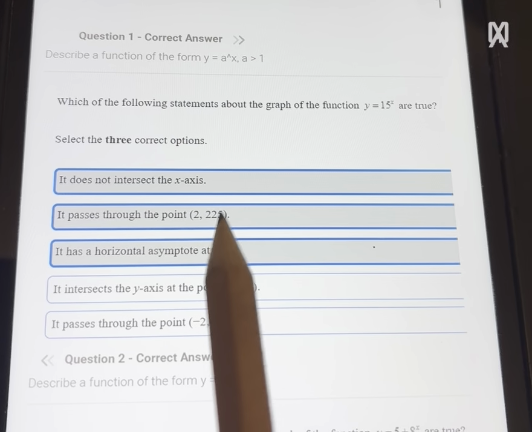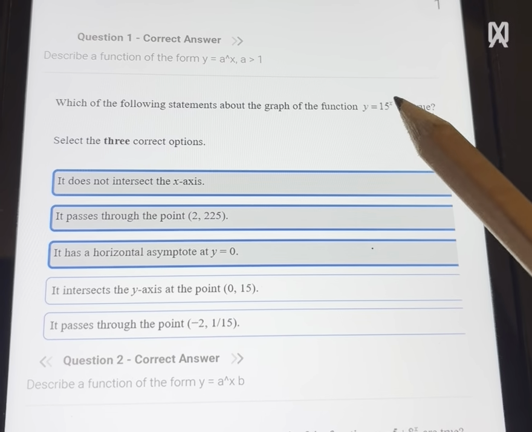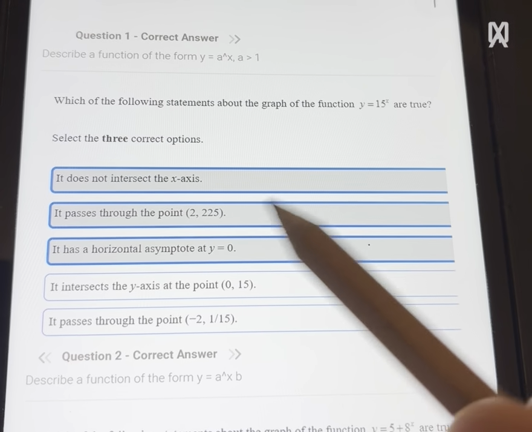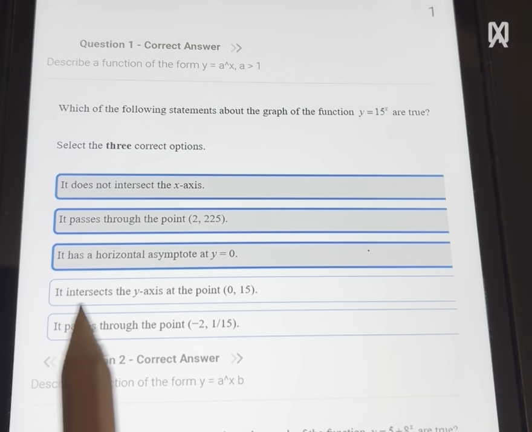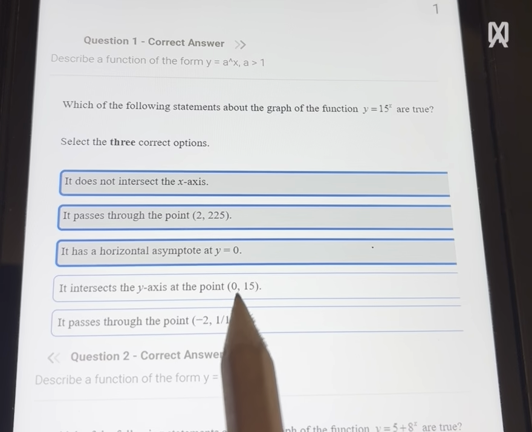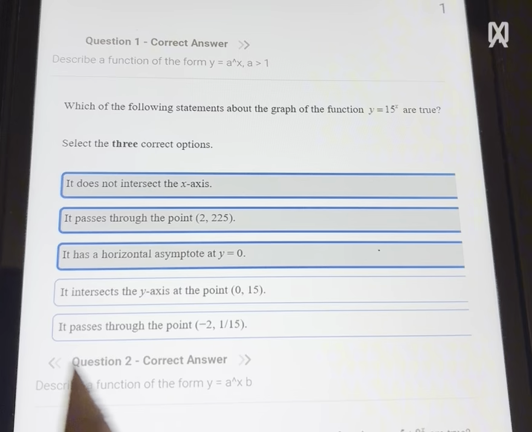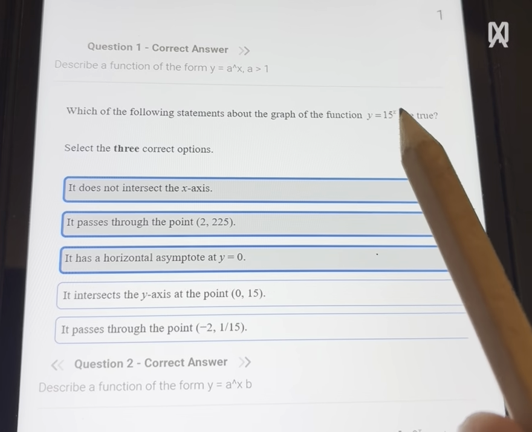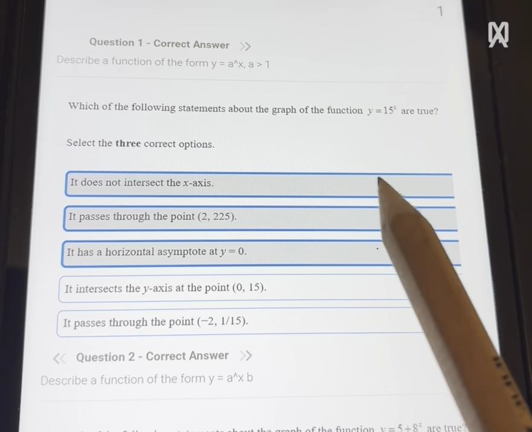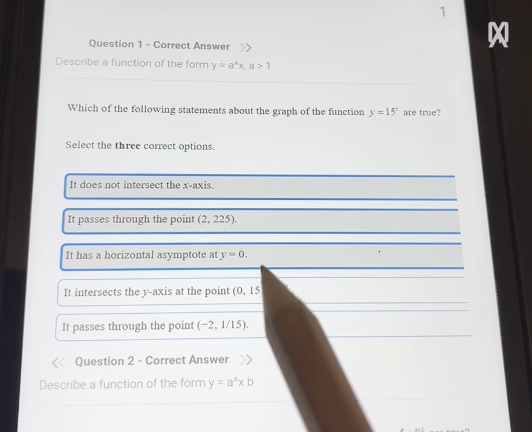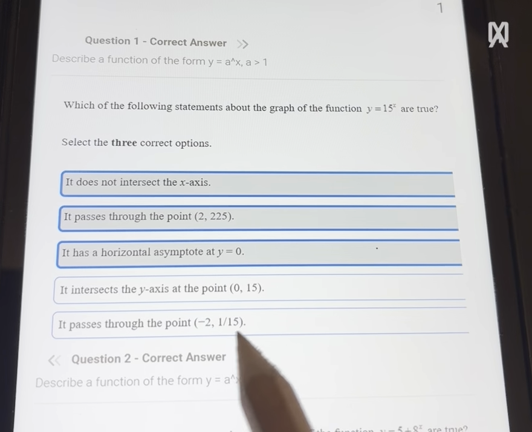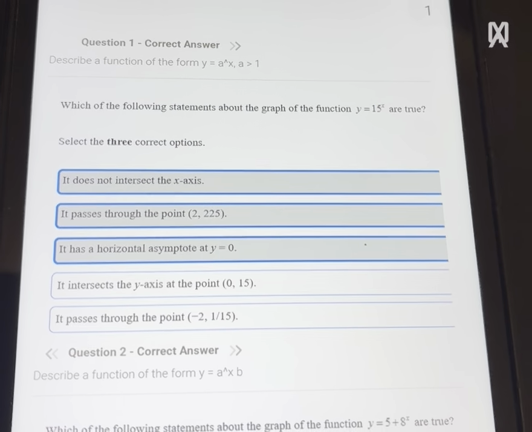It passes through the point 2 and how much? 15 to the power of 2 is 225, so this is also correct. It intersects the y-axis at 0 and 15. When x is 0, y is equal to 1, so this is wrong. When x is minus 2, it is 1 over 15 to the power of 2, so it is 1 over 225, not 1 over 15, so this is also wrong.